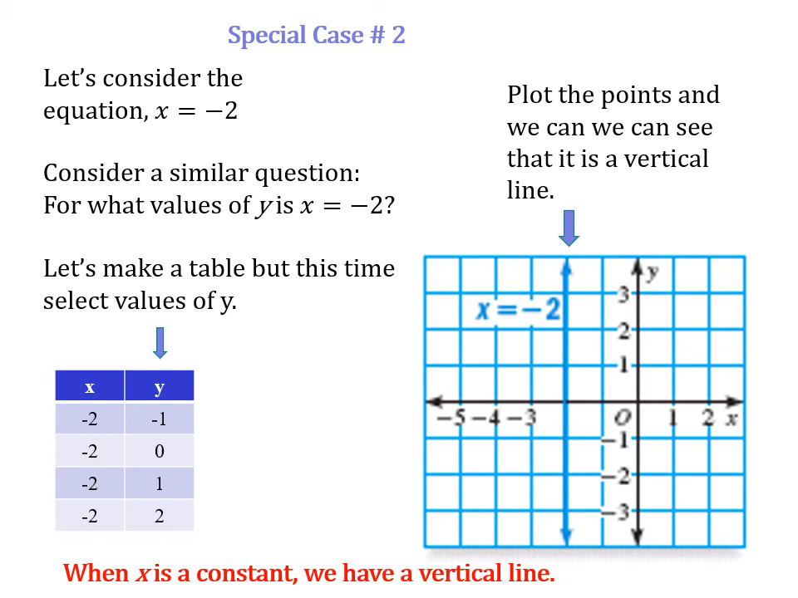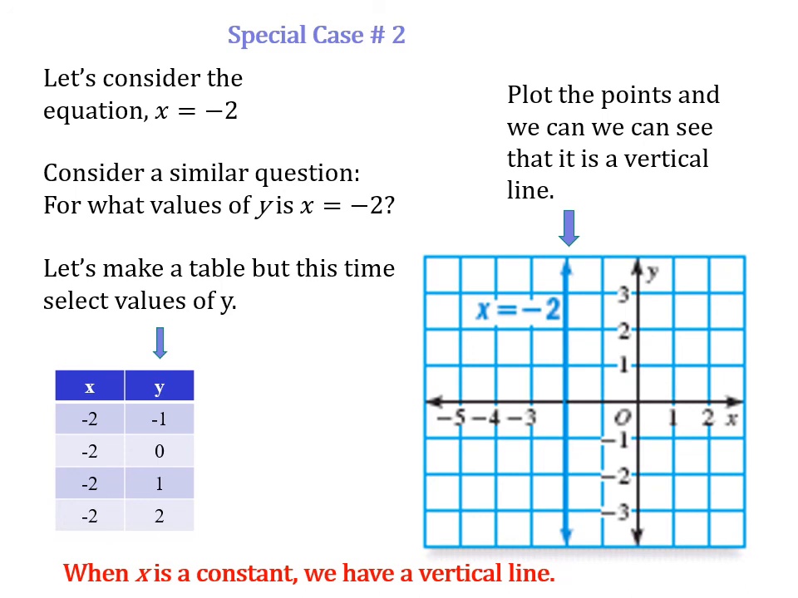Now we need to consider one more special case. It is when x is equal to -2. Consider a similar question. For what values of y is x equal to -2? We're going to make a table again, but this time we're going to select values of y. No matter what I select for y, x is going to be -2 because x is not dependent on y.